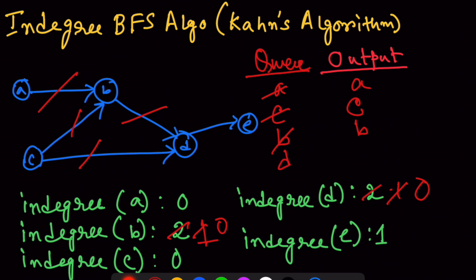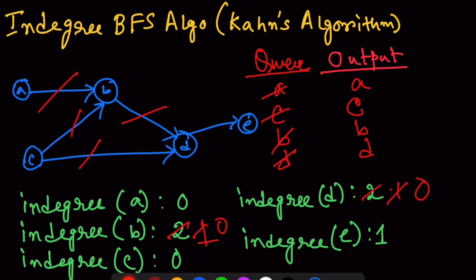Next, consider D. D has integrity 0 at this moment because all the characters that come before D, A, B, C, all these 3 characters have been processed. Now we can process D. D now has integrity 0. So we can add it in our output.